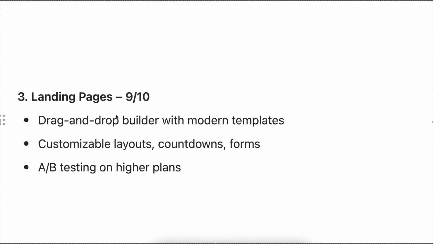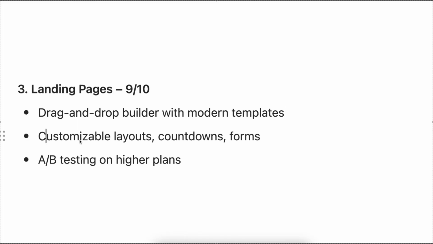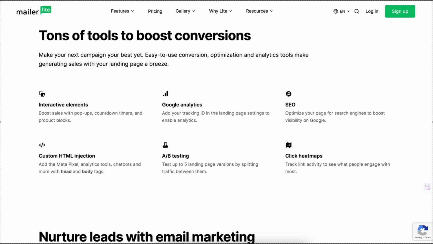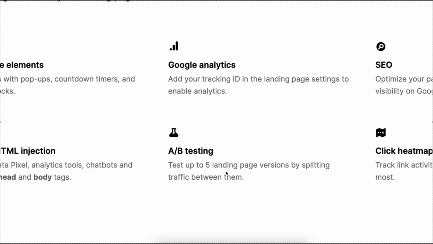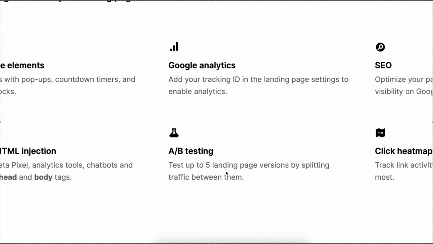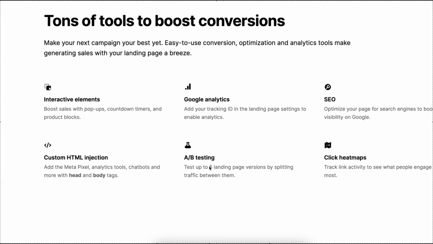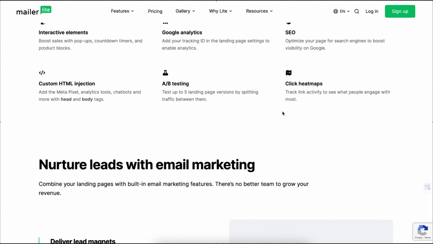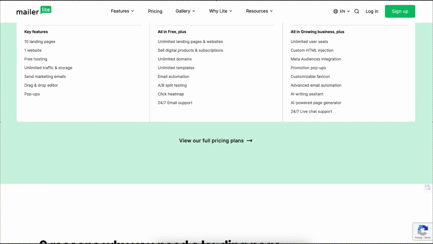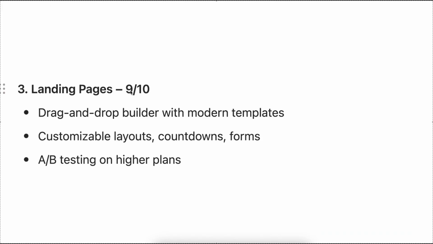When it comes to landing pages, they have a drag and drop builder. You can create some really nice designs. You can customize a bunch of stuff, all the layouts, countdowns, forms, and actually they have some very advanced features as well. They have A/B testing, which is honestly something you usually only find on sales funnel builders, so it's very surprising that email marketing software has this. You also have all the SEO capabilities, Google Analytics. You even have heat maps. So honestly, it's very advanced. So I will give it a 9 out of 10.